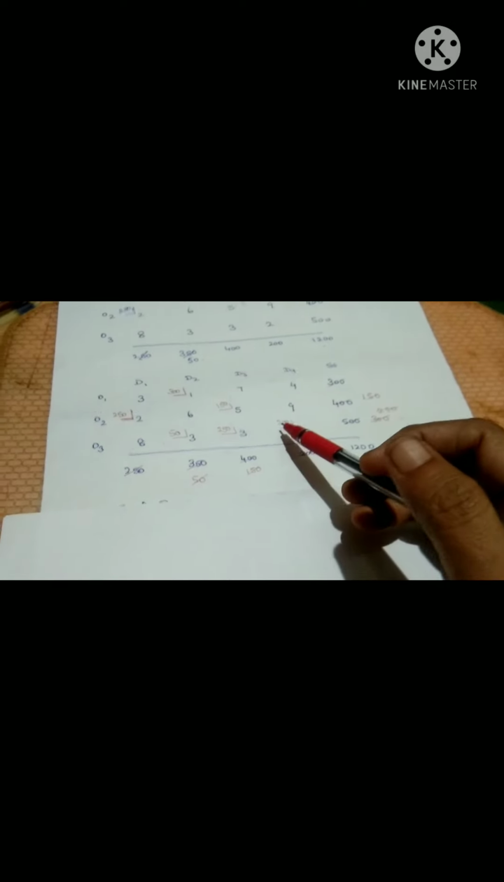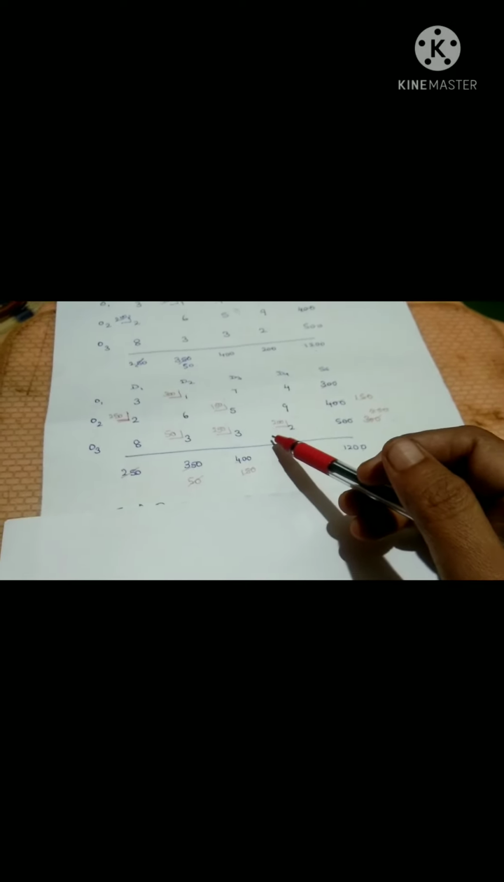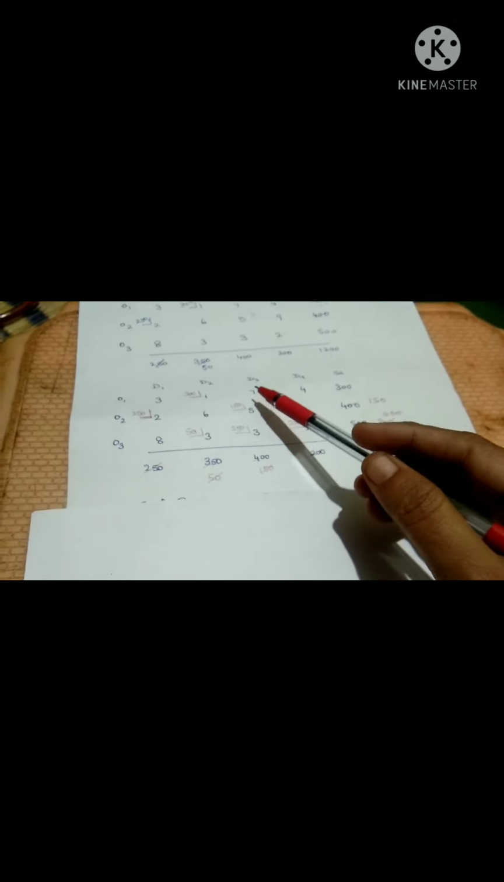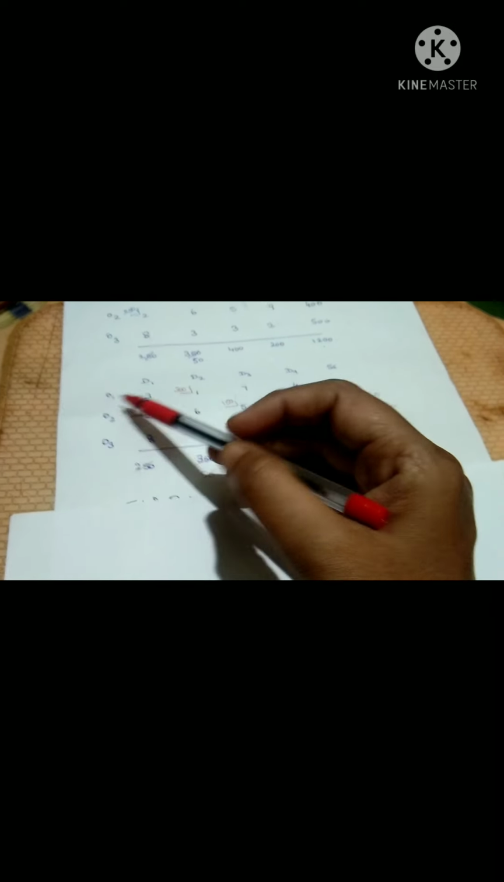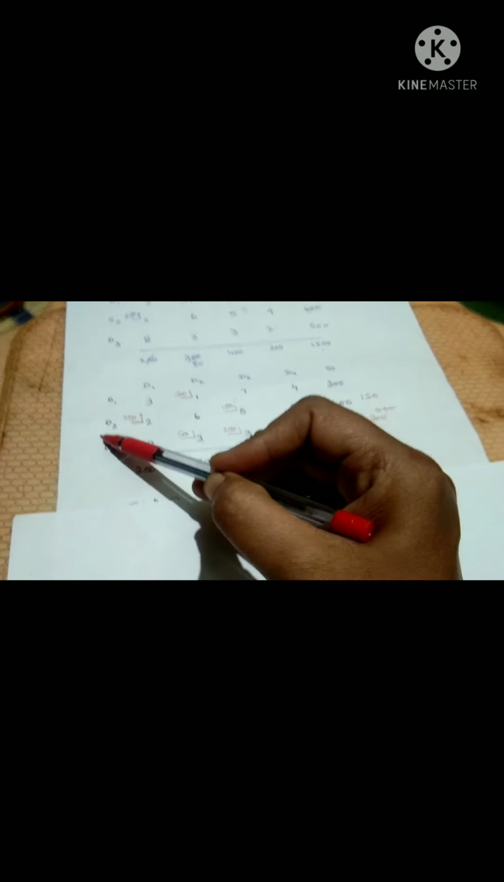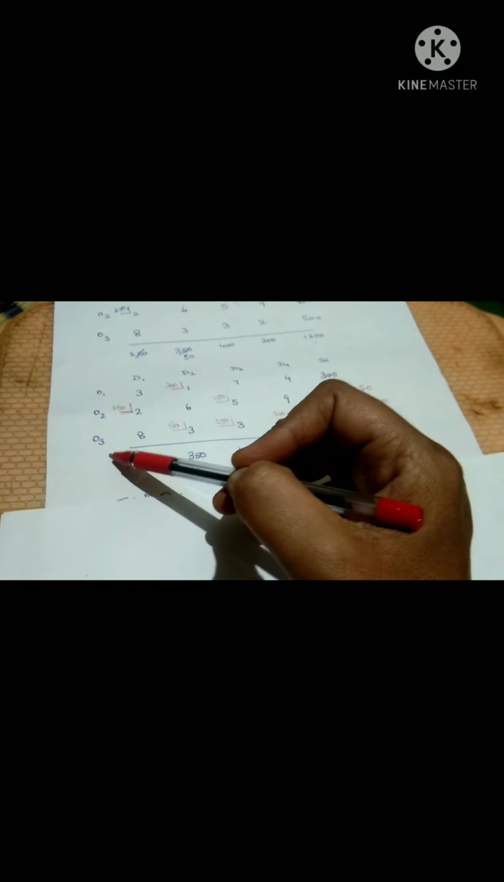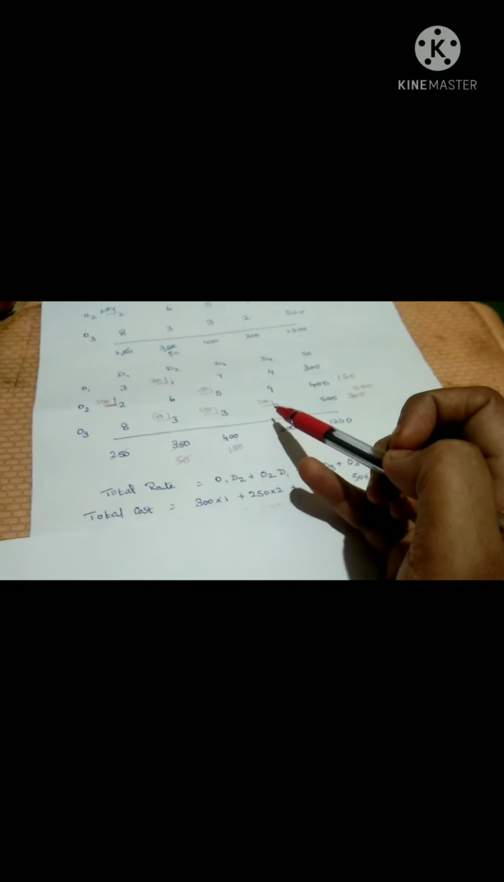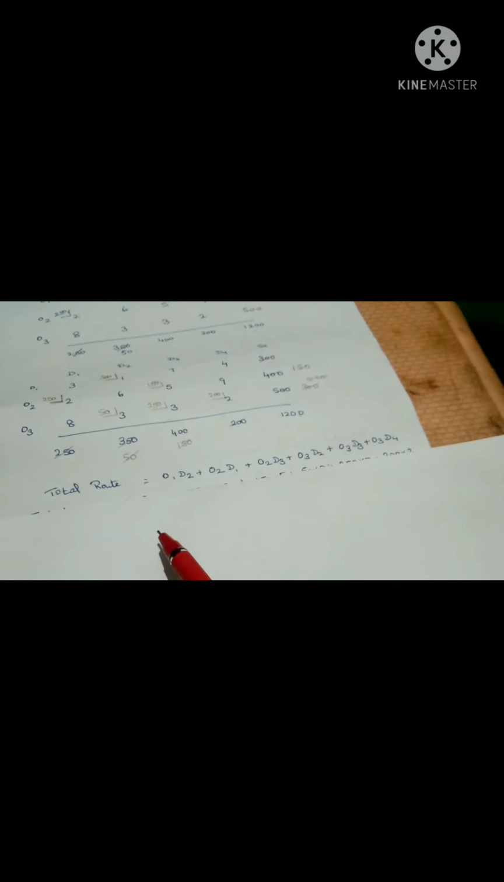After the allocation has been completed, we need to find out the total cost. To do this, we select the allocated values: O1, D2, O2, D1, O2, D3, O3, D2, O3, D3, and O3, D4. That is the same thing I wrote here, and as a total we have to add all these.